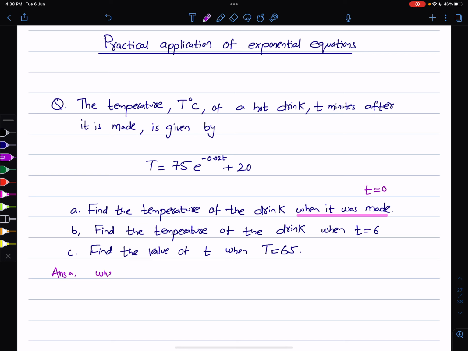So when the time value is 0, what is going to be the value of the temperature of the drink? So 75 e to the power of minus 0.02 times 0 plus 20. E to the power of 0 is 1. So 75 plus 20, that is 95 degrees centigrade. So in the start, when the drink was made, its initial temperature was 95 degrees centigrade.